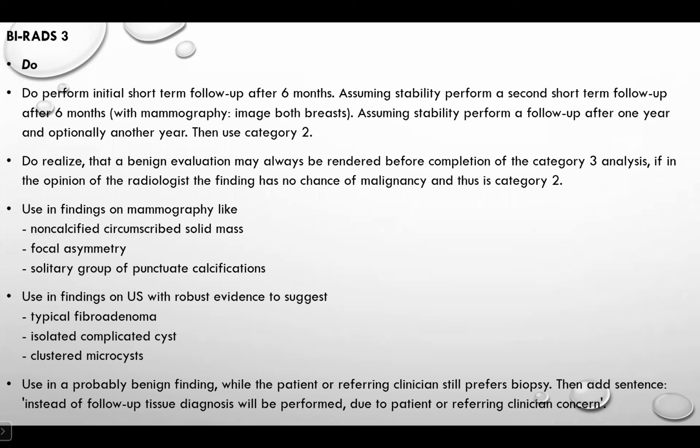Use when there are findings on mammography like a non-calcified circumscribed solid mass, focal asymmetry, solitary group of punctate calcification; use in findings on ultrasound which suggest typical fibroadenoma, isolated complicated cyst, and clustered microcyst; and use in a probably benign finding while the patient or referring clinician still prefers the biopsy.